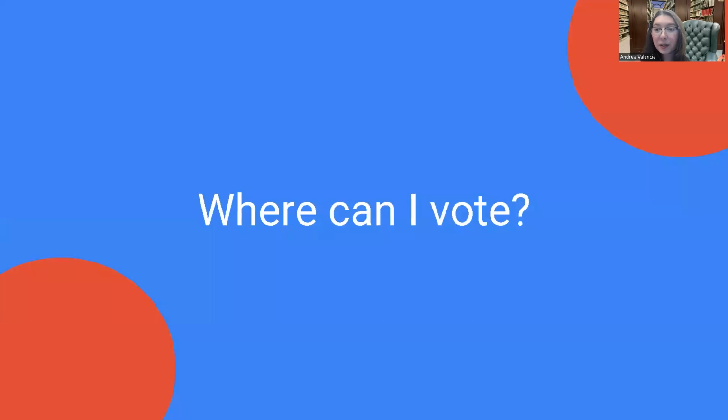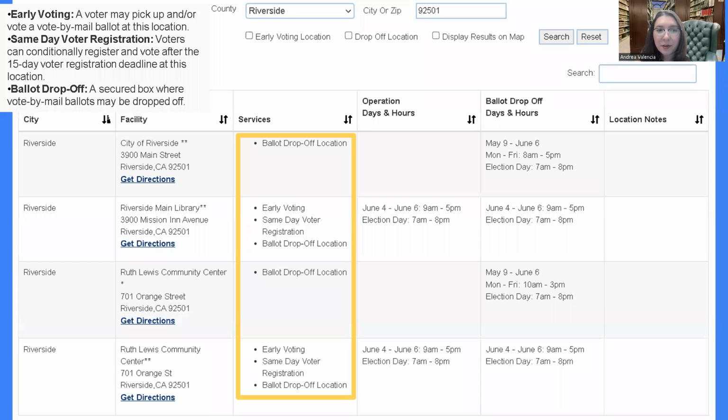Next, we're going to go over where you can vote. So you can vote at a variety of different locations across the county. For an example, if I lived here at the library downtown Riverside, or if I lived in the area, my zip code would be 92501. And you'll see the following locations.